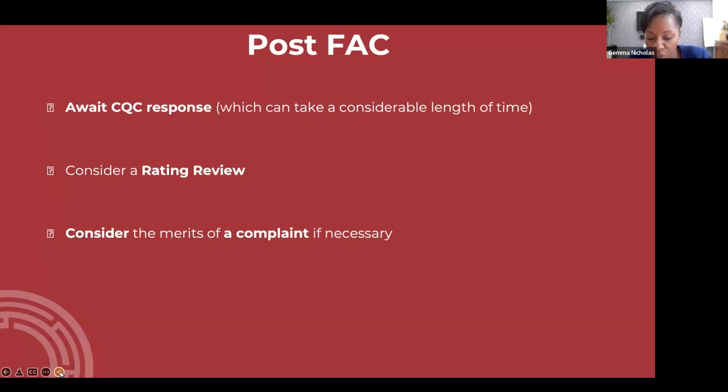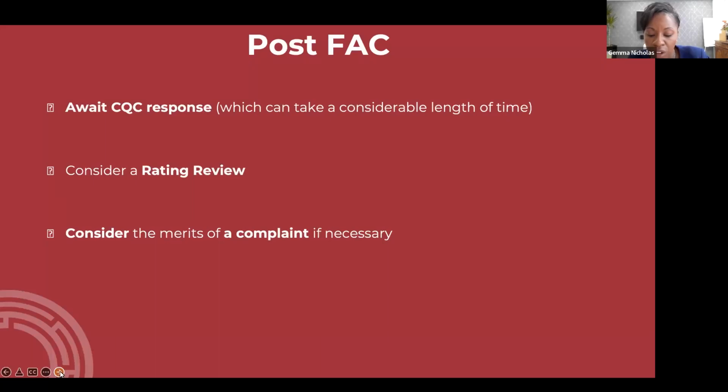A request for a rating review is submitted on a web form, and that needs to be submitted within 15 working days of the report being published. The only grounds for requesting a review are that the inspector did not follow the process for making ratings decisions and aggregating them. So it's quite a narrow ground for requesting a review. So there is limited success with this, but it is worth a try.